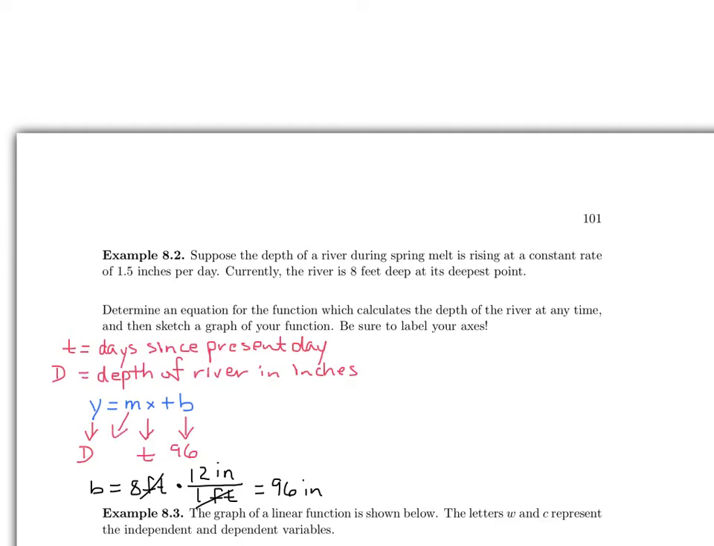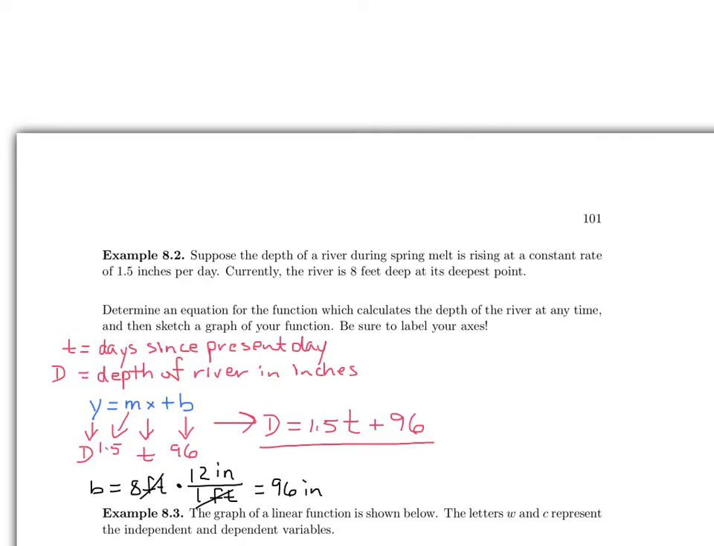Finally, the m, that's the rate of change. You're told that the depth is rising at a rate of 1.5 inches per day. Since the rate is already given in terms of inches, I don't need to convert any units. I simply write 1.5 for m. So, when we're all done, our equation becomes d equals 1.5 t plus 96. And that's the equation for this function.